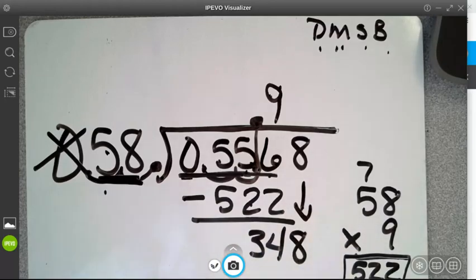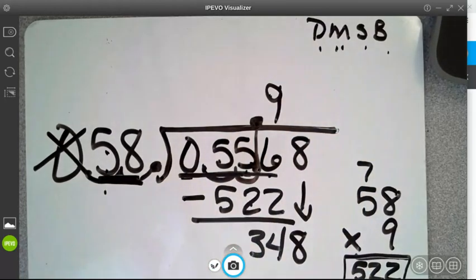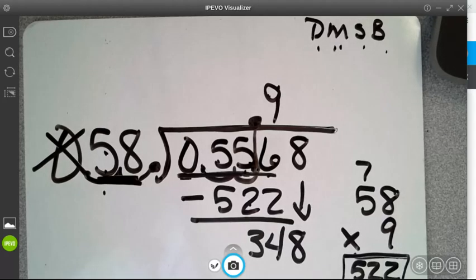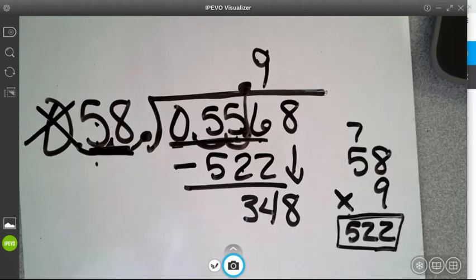Now I go back to divide. 58 goes into 348. Well, 60 times 6 is 360. So I'm going to go back one, and I'm going to say maybe 58 times 5, right? 58 times 5, because 6 times 5 is 30. So we'll go 58 times 5.